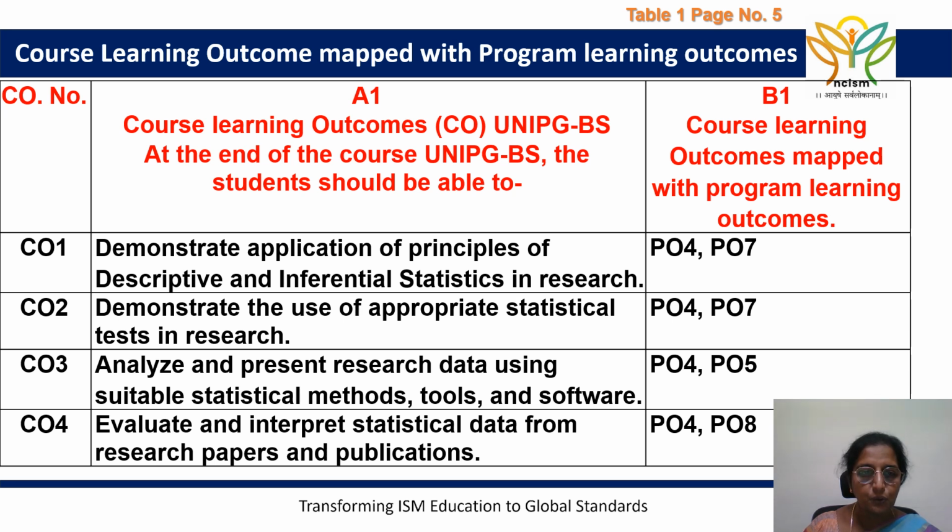Coming to course learning outcome C03, it is mapped with the program learning outcome P04 and P05. At the end of the course, the student should be able to analyze and present research data using suitable statistical methods, tools, and software. Coming to course learning outcome C04, it is mapped with the program learning outcome P04 and P08. At the end of the course, the student should be able to evaluate and interpret statistical data from research papers and publications.